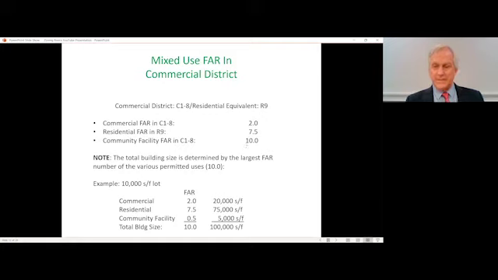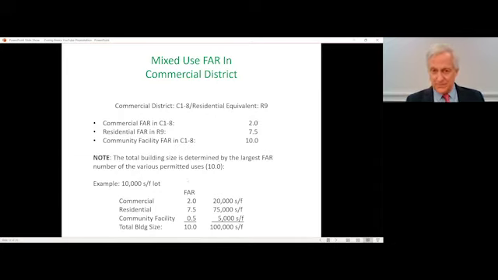You don't add these numbers together to get 19.5. This note is important. If you're building a mixed-use building in a commercial district, the total building size is determined by the largest FAR number of the various permitted uses. In this case, 10. So we have a 10,000 square foot lot times 10 is 100,000 square feet. So your total building size is 100,000 square feet, but within that 100,000 square feet, you can fit your other uses, your commercial and residential uses pursuant to the FAR number.